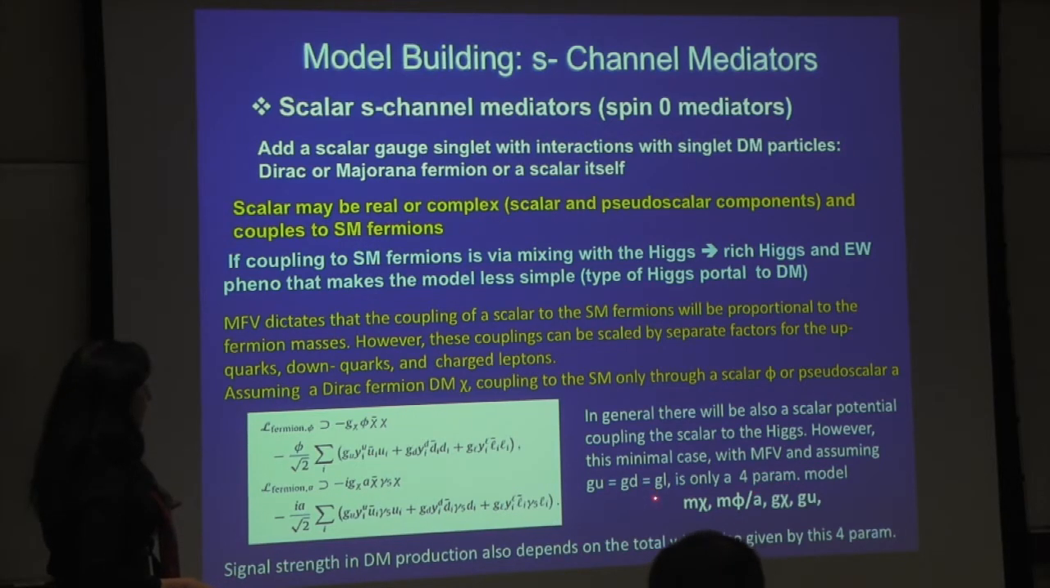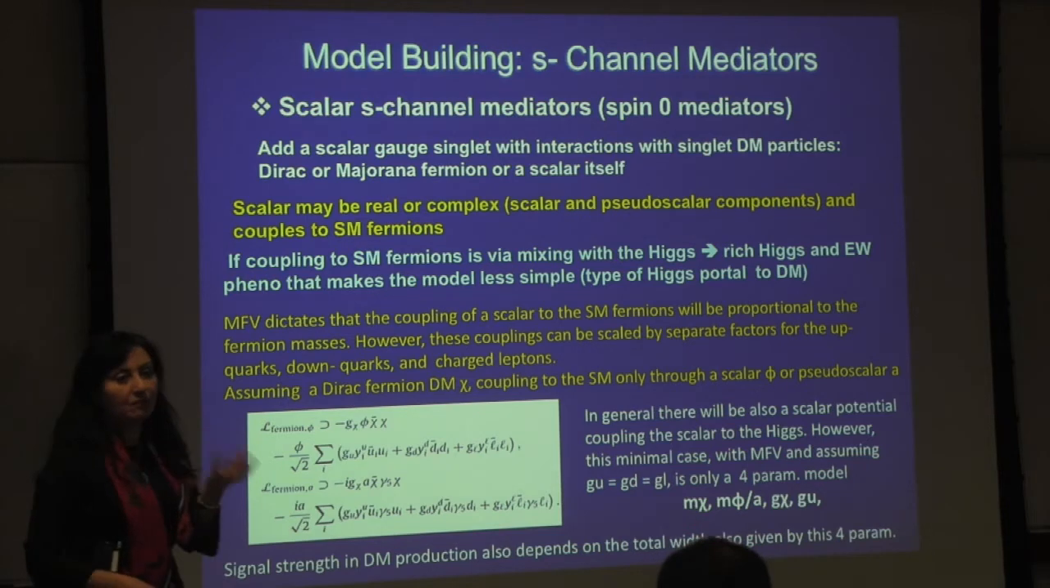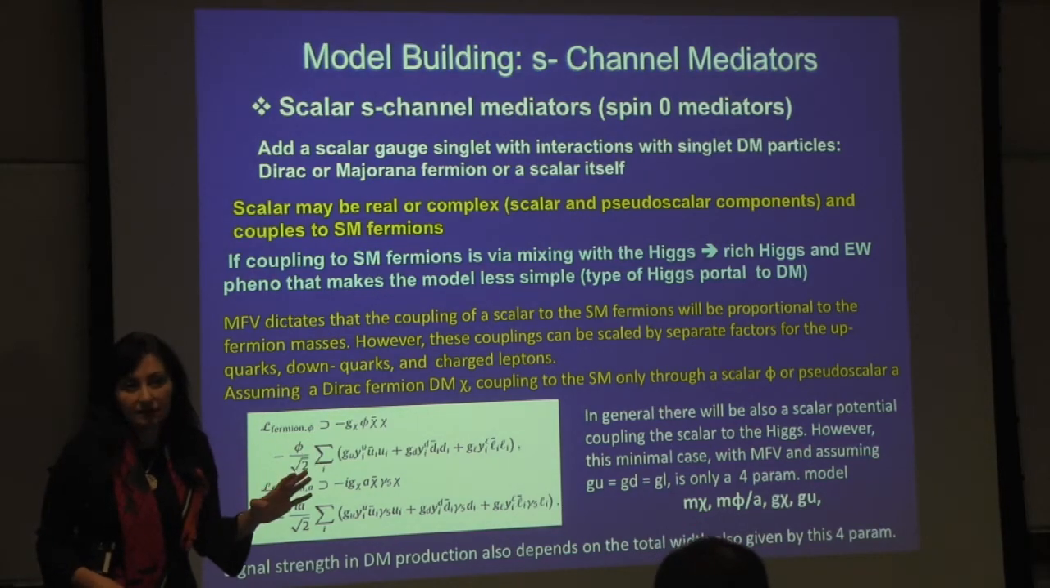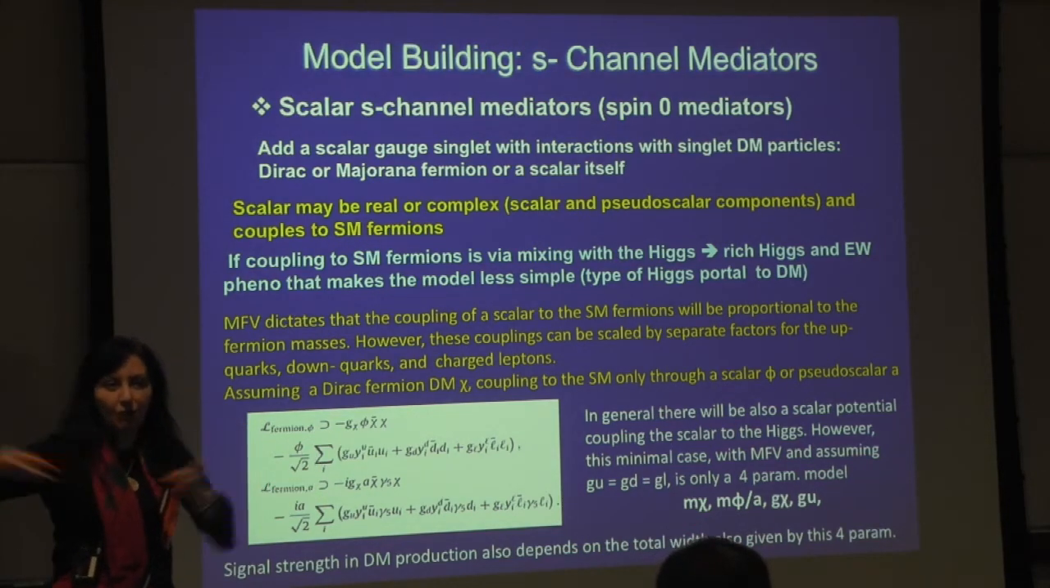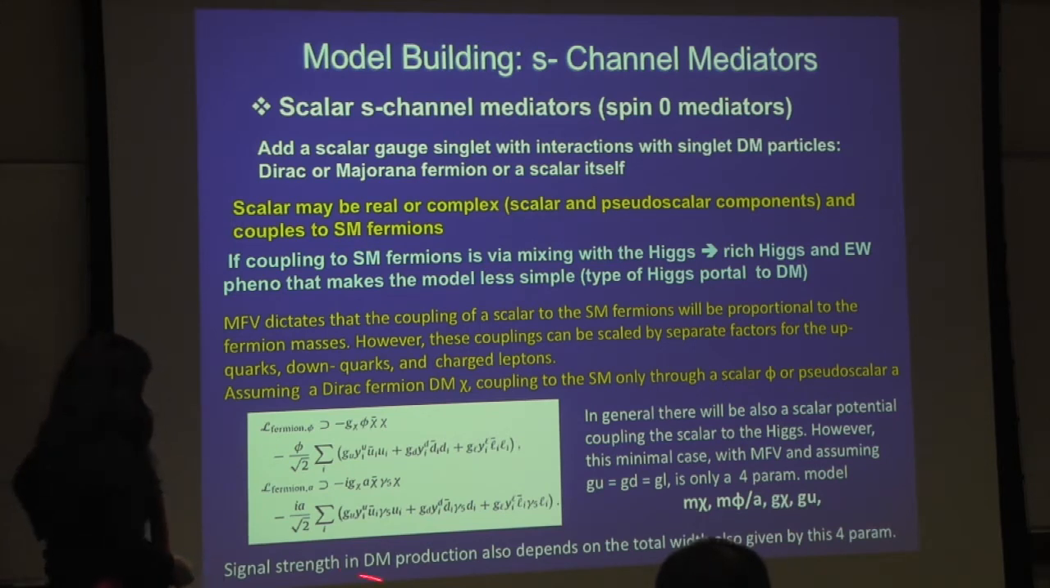And for simplicity, in what we are going to say, we are going to assume that this GU, GD, and GI are all the same. And if that's the case, then we have our 4 model parameters that we were saying, simplified. Okay, you can always put more layers to your model. And of course, the dark matter production will depend on the total width, of the dark matter and also of the mediator, that is also going to be given in terms of these parameters.